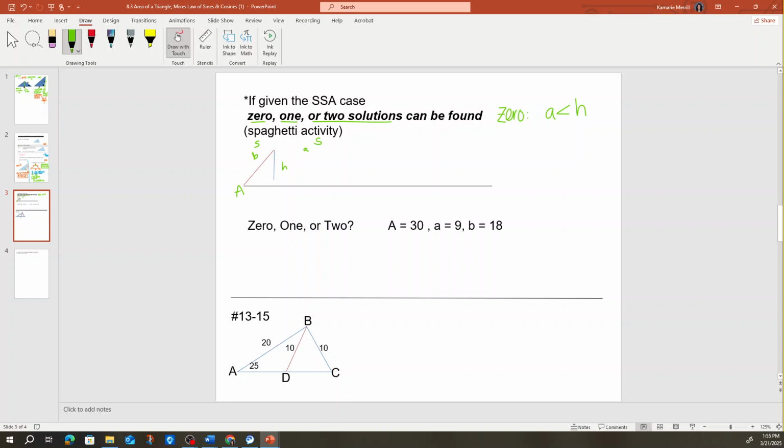And then how about the 2? What did we learn last time? That we were able to get 2 triangles out of the exact same measures. It has to be longer than what?